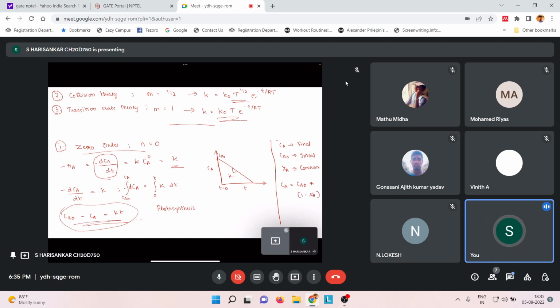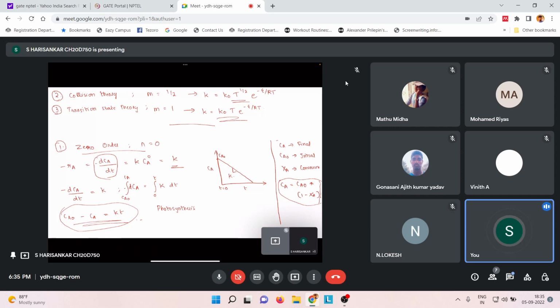Okay. So in this equation, CA is the final concentration, CA0 is the initial concentration, and XA is the fraction of A that got converted, right? So what will 1 minus XA be? 1 minus XA will be the fraction of A that still remains in the reactor. So CA will be CA0 into the fraction of A that remains in the reactor. So this is a general correlation between the final and initial concentration with respect to the conversion.